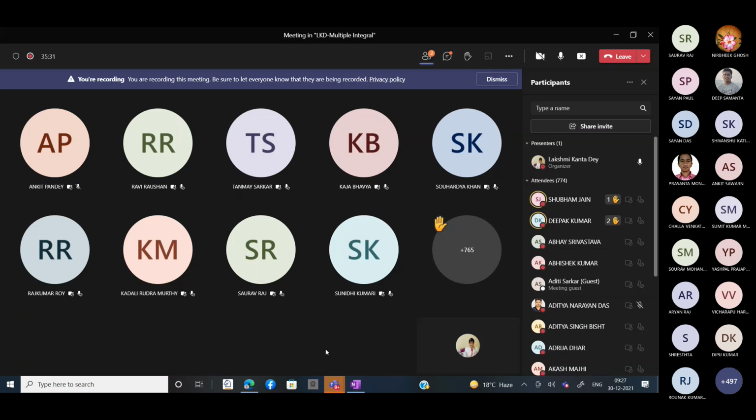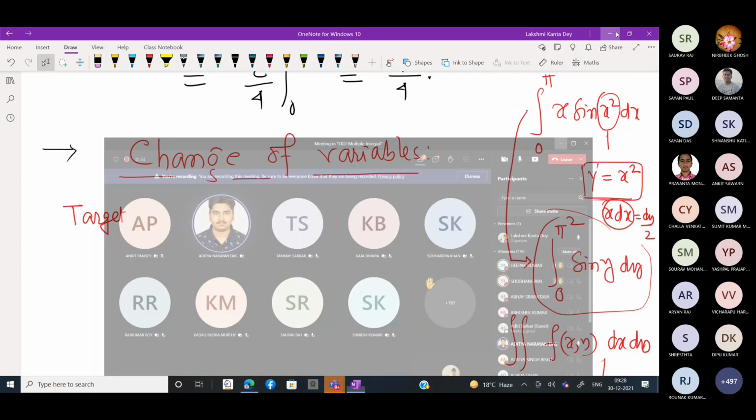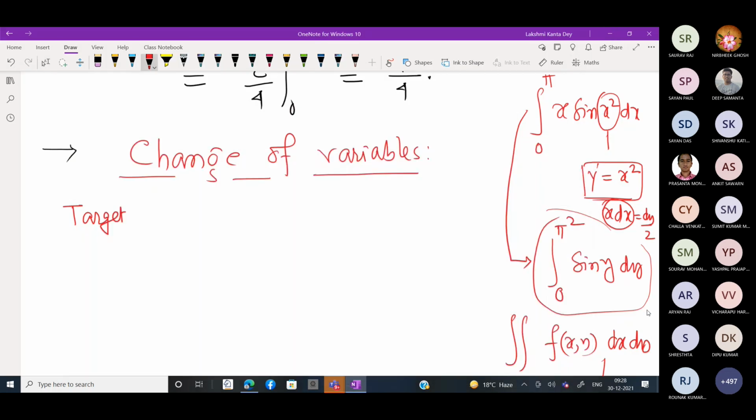So I have allowed 2, 3 students to talk. Ankit is one of them. Hello, sir. Am I audible? Yes, Aditya. Yes, sir. Sir, in our 10 plus 2 system, there was no double or triple integration. Yes, it's new for us. Okay, so you understand everything, whatever I tell? Yes, sir.